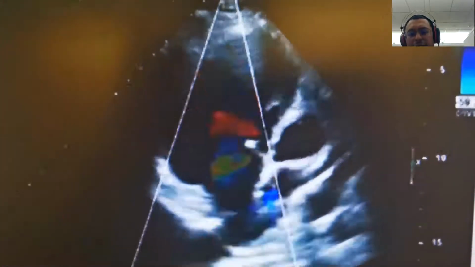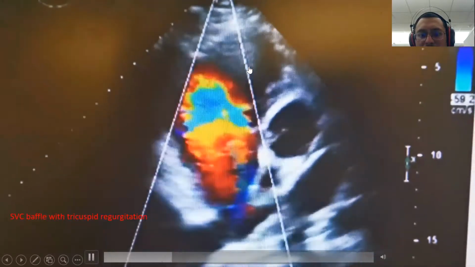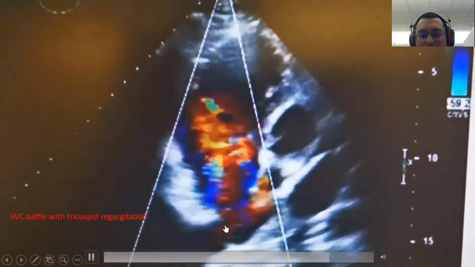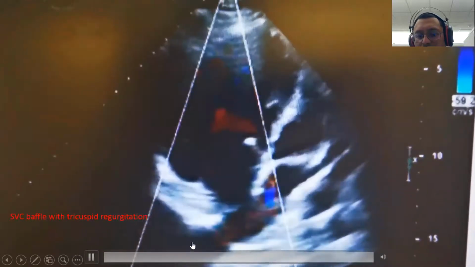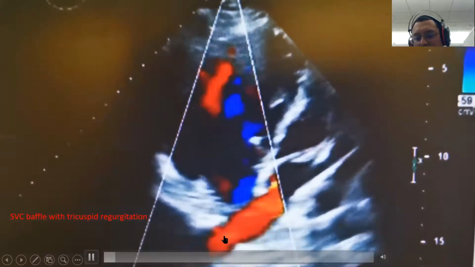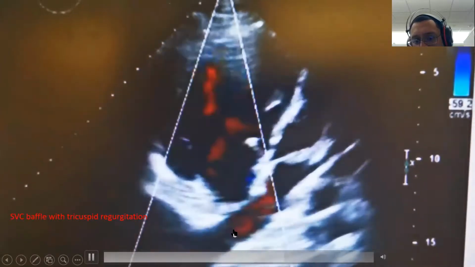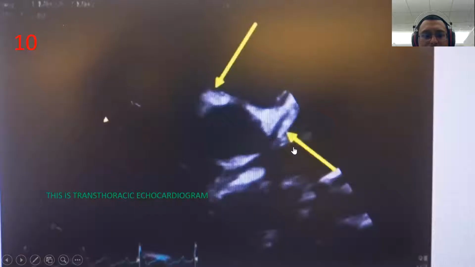So this is another patient. You can see that this is RV, this is RA. This is actually an SVC baffle going to the left side of the heart. So red is towards the probe. This is the SVC baffle. I just showed you an example of a baffle. Okay, so we are finished with baffle.